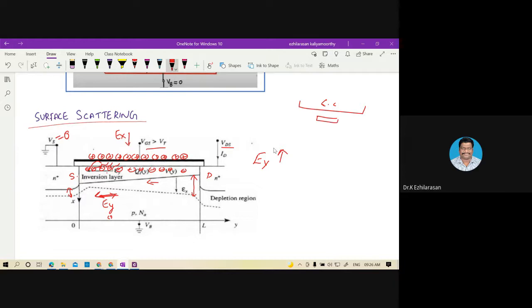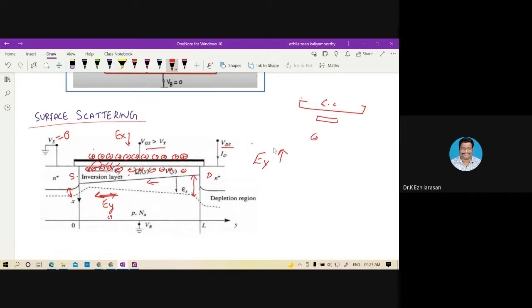Now what will happen? Assume the channel is a road. For a long road, even if many vehicles are going, there will not be any collision. But if the road is very short and the number of vehicles is large, and vehicles you can consider as electrons, there will be more scattering and collisions. Once there is a collision, the electrons get scattered.